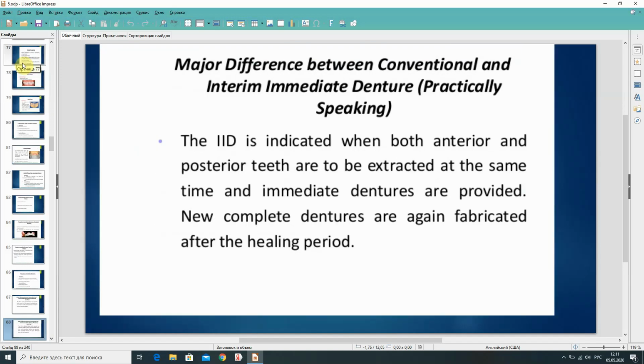Major difference between conventional and interim immediate denture. Practically speaking, the IID is indicated when both anterior and posterior teeth are to be extracted at the same time and immediate dentures are provided. New complete dentures are again fabricated after the healing period.